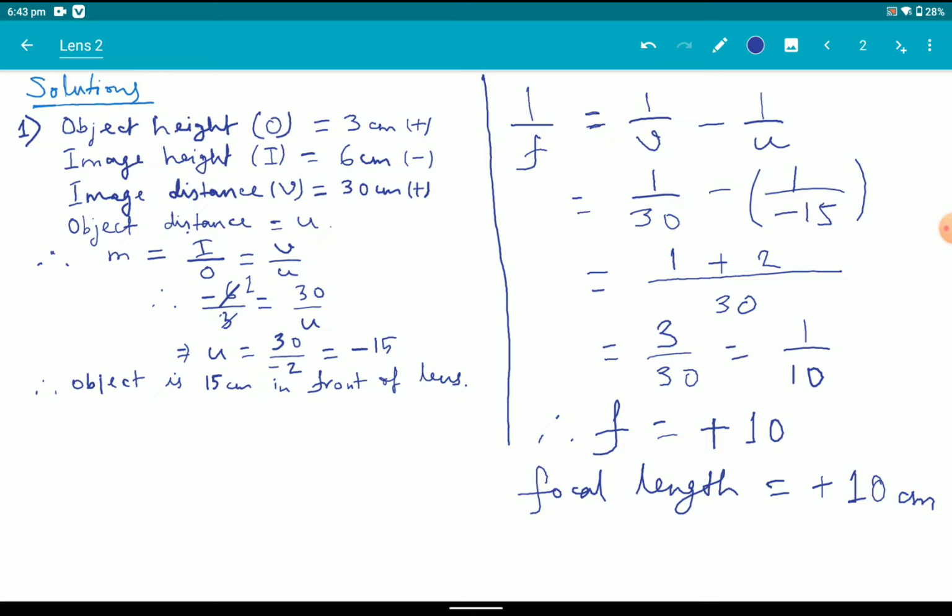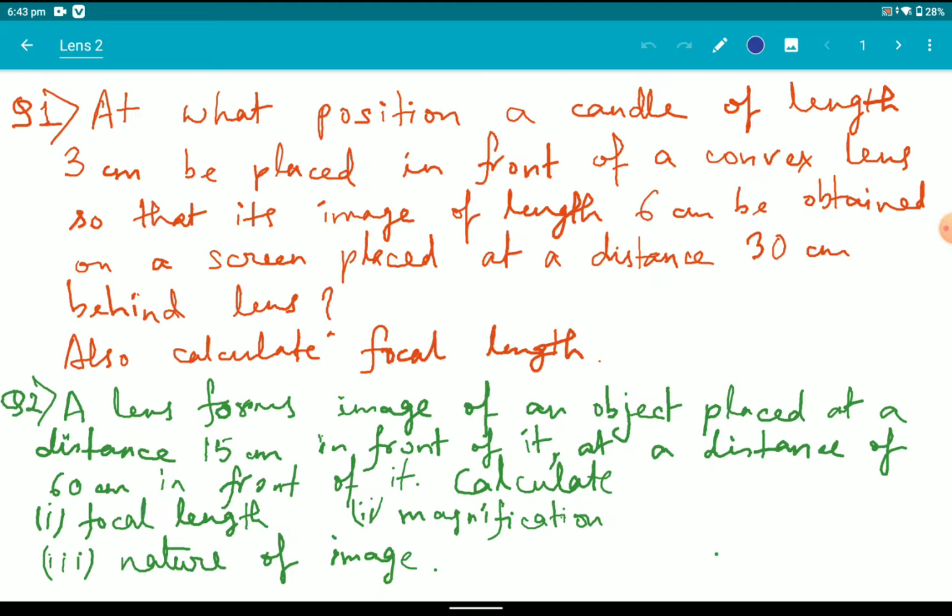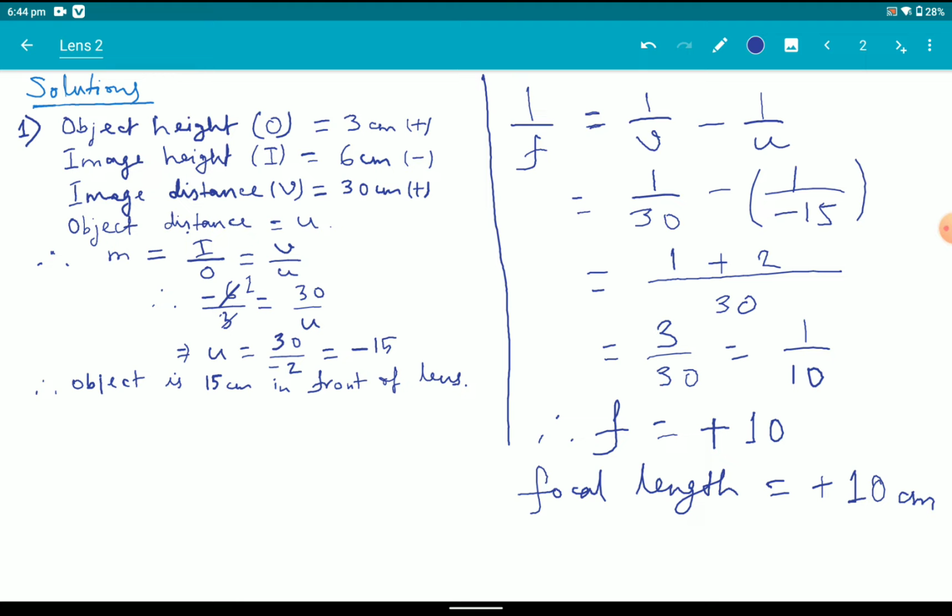Why is it coming out to be positive? You know that for a convex lens the focal length is positive. In the question it has been mentioned that it is a convex lens, so obviously the focal length will be positive, that's why it is coming out to be plus 10 centimeter. Fine. Okay, so now let us come to solution number 2.